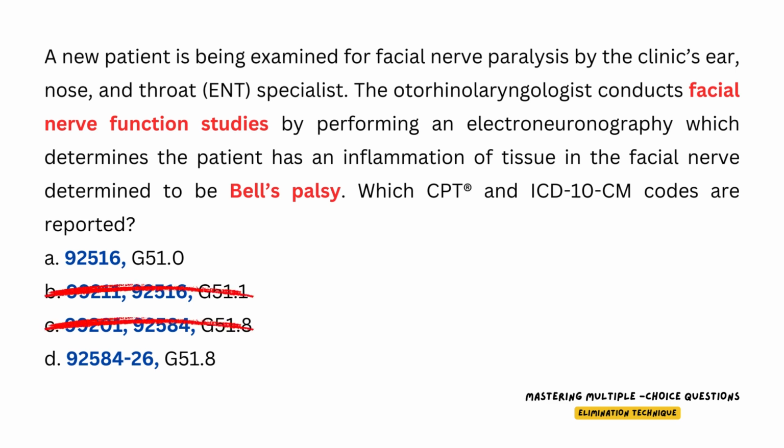This leaves us with only option A and D to choose from as the correct answer. Option D is 92584-26. This code represents a diagnostic analysis of cochlear implant function, which is not relevant to the scenario described. Option D, therefore, is eliminated. Option A remains as it includes the correct CPT code, 92516. 92516 represents facial nerve function studies, which align with the procedure conducted in the scenario.